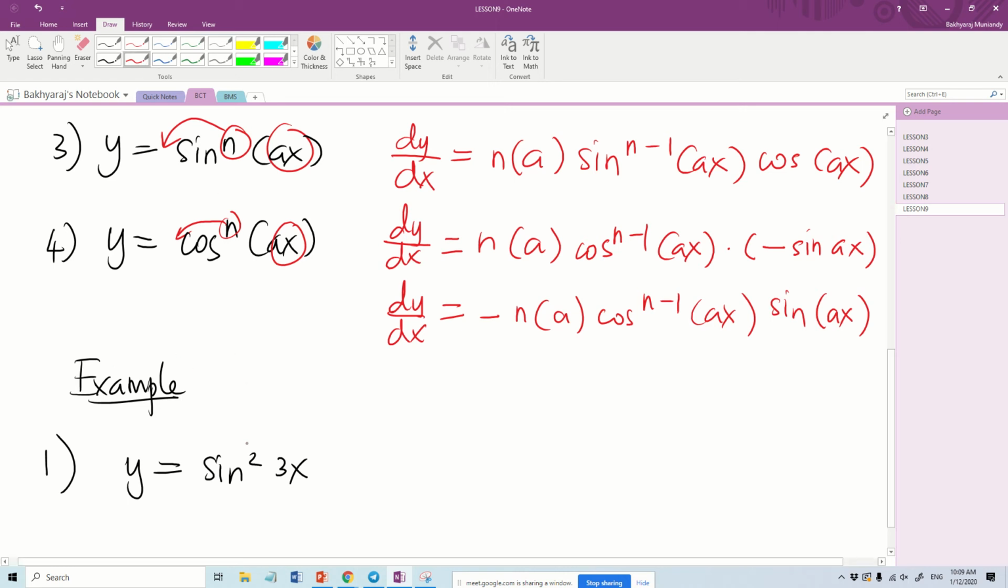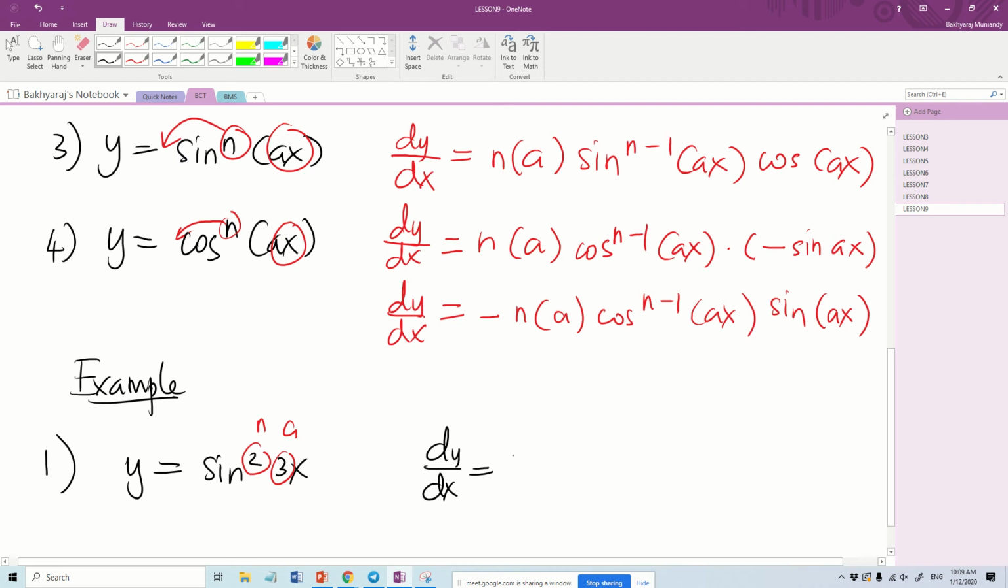Okay, so get the basic first. So what is this? This is your n and this is your a. By knowing that, you can straight away go for the answer. Once you know what is your n, what is your a, then you know what is the answer. Your answer will be dy dx equal.